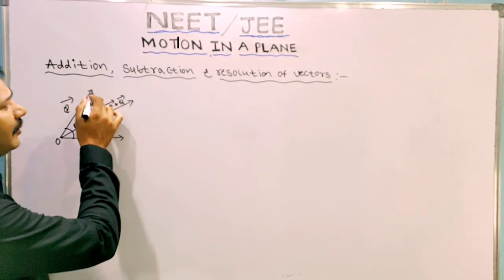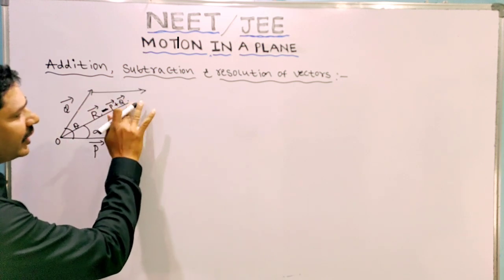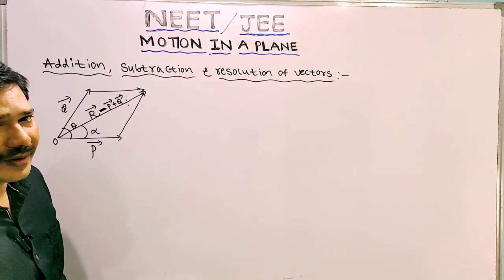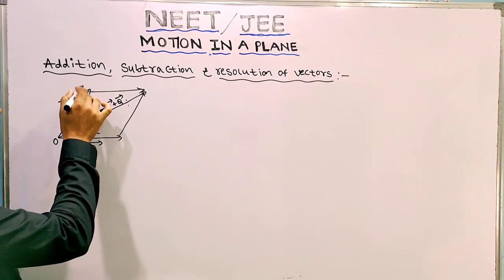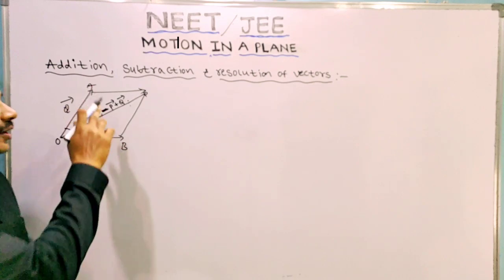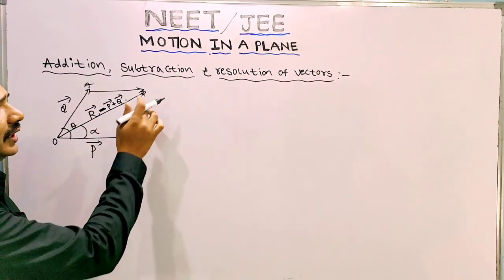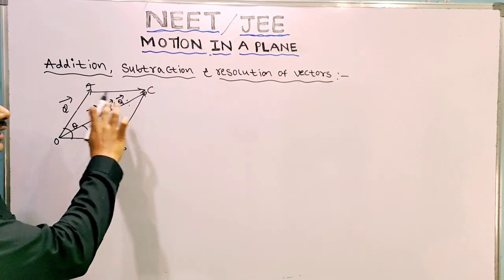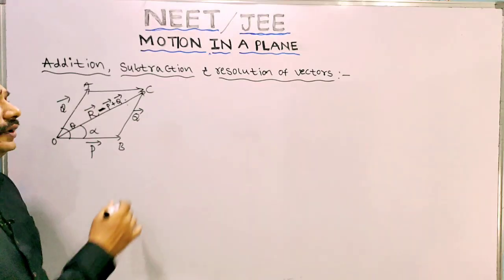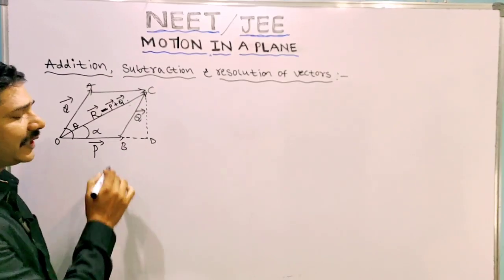Here I join these two vectors, and the resultant is extended, and from the end of the P vector another Q vector is drawn. This point I am taking as A and this as B. Vector P bar is OB, and vector Q bar is OA. This point I am taking as C. OA is equal to BC, so that is why I am taking Q here also. From C, I draw a perpendicular line, and this line extends to the point D.